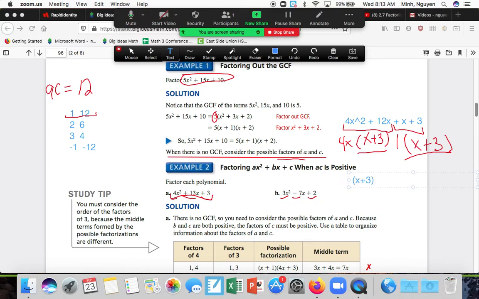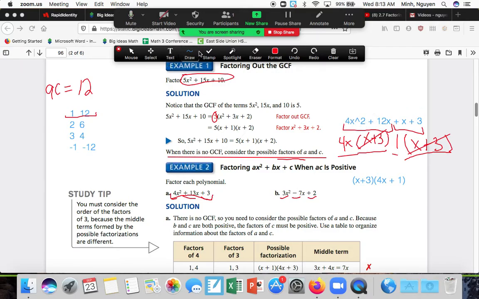X plus 3 is being multiplied by, what is it being multiplied by? Well, here it's being multiplied by 4x. And then here it's being multiplied by 1. So what I'm going to do is say x plus 3 is being multiplied by 4x and 1, is the gist of it. And then if you want to double check your answer, you could just multiply using a table or FOIL, and you'll get back to this.